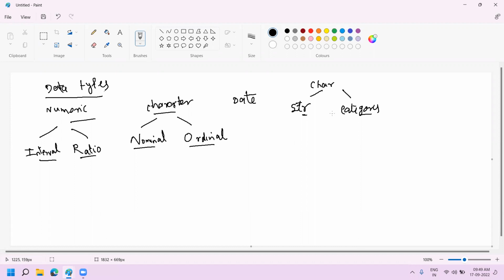What is a string then? String can have duplicates. It need not be unique. Every person has a name associated. So that is non-repeating. It is repeating. So that is a string.